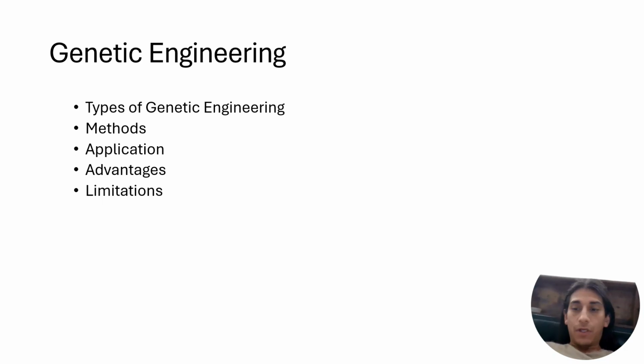Some applications of genetic engineering. In agriculture, genetic engineering is used to develop crops with improved nutritional content, increased resistance to pests and diseases, and enhanced tolerance to environmental stresses. In pharmaceuticals, we have genetic engineering being used to produce therapeutic proteins such as insulin and growth hormone. In biotechnology, genetic engineering is used to develop new biofuels, bioproducts, and biomaterials.